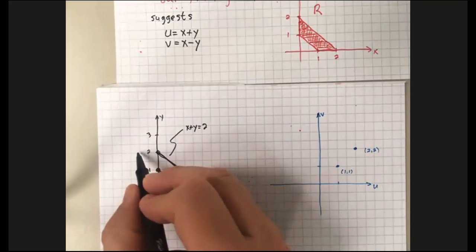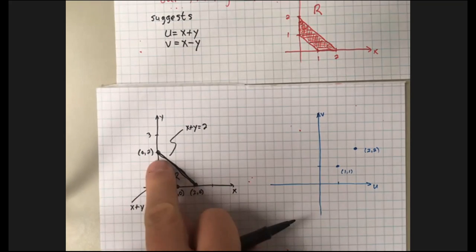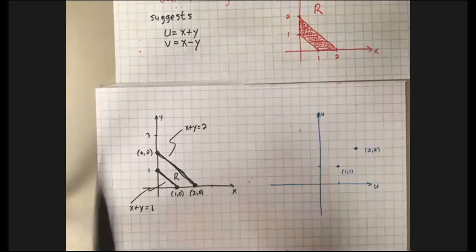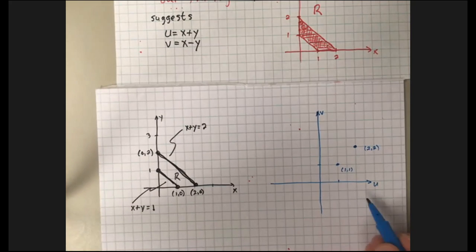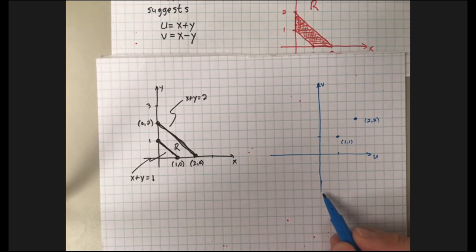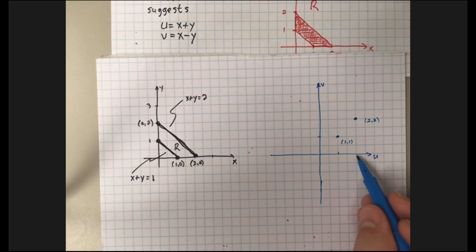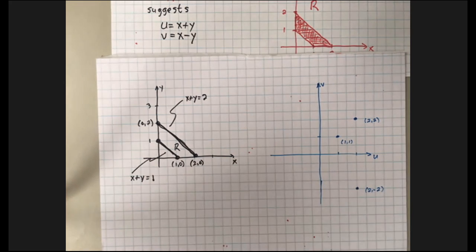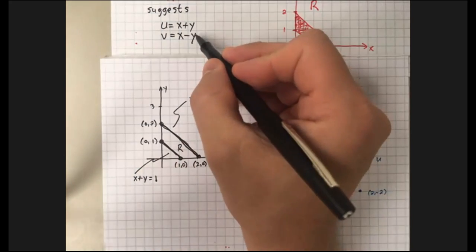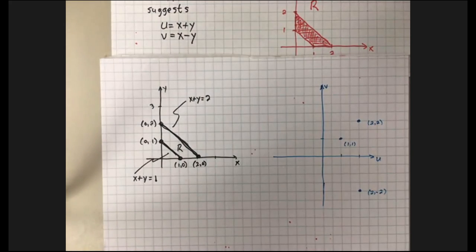Now, likewise, let's look at these two points. This 0, 2 gets transformed into u equals 2 and v equals minus 2. See, I was smart to leave myself some space here, or just lucky. U equals 2 and v equals minus 2 is down here. And this last point, 0, 1, goes to 1 and minus 1 for u and v, which is right here.